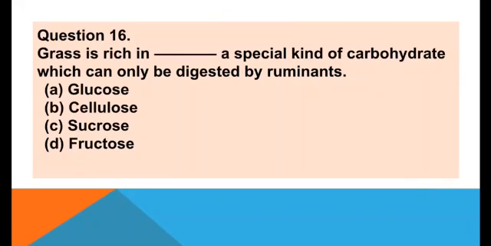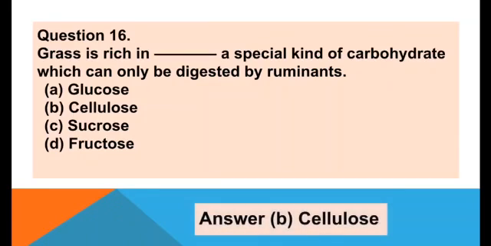As you all know, glucose, sucrose, fructose and cellulose, they all are components of carbohydrate. As we know, the human body can digest glucose, sucrose and fructose, but we cannot digest cellulose. So grass eating animals can digest the cellulose. So the correct answer will be option B cellulose. Grass is rich in cellulose, a special kind of carbohydrate which can only be digested by the ruminant, and this process is known as rumination.